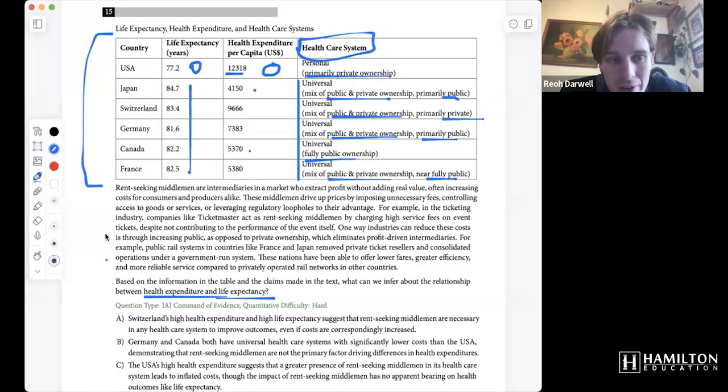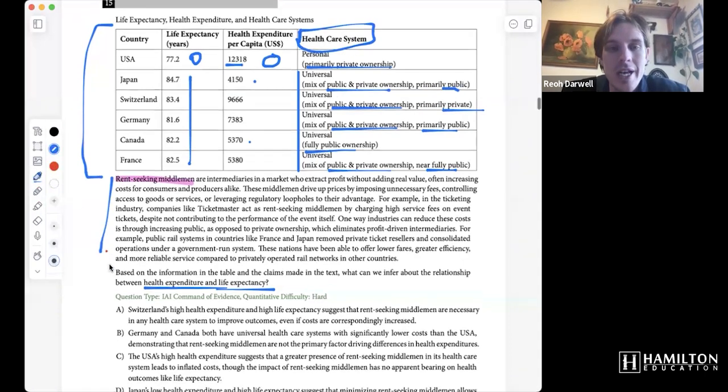Okay. So then we read the text and we see the text doesn't directly talk about healthcare whatsoever. It talks about a different idea. Okay. Rent-seeking middlemen. Right. So what are rent-seeking middlemen according to this passage? They are intermediaries, right? People in the middle, middlemen in a market who extract profit without adding real value, often increasing costs for consumers and producers alike. Okay. So costs really high, life expectancy not going up. That's increasing costs without adding real value.